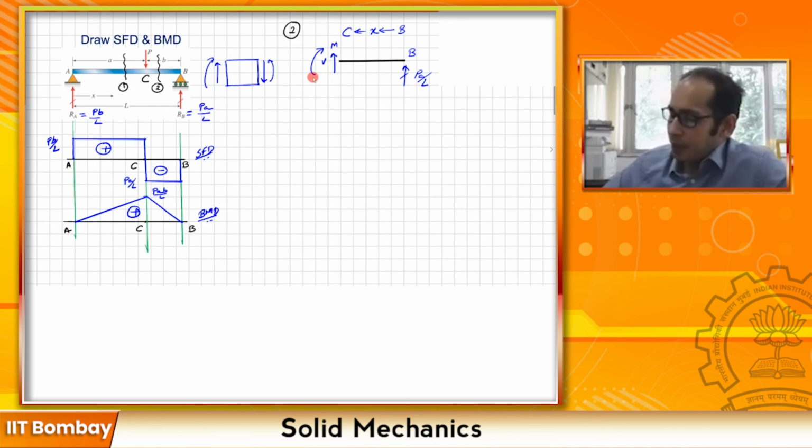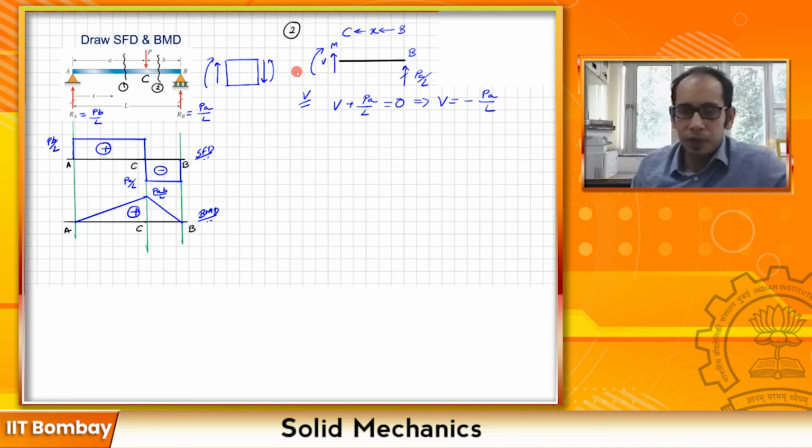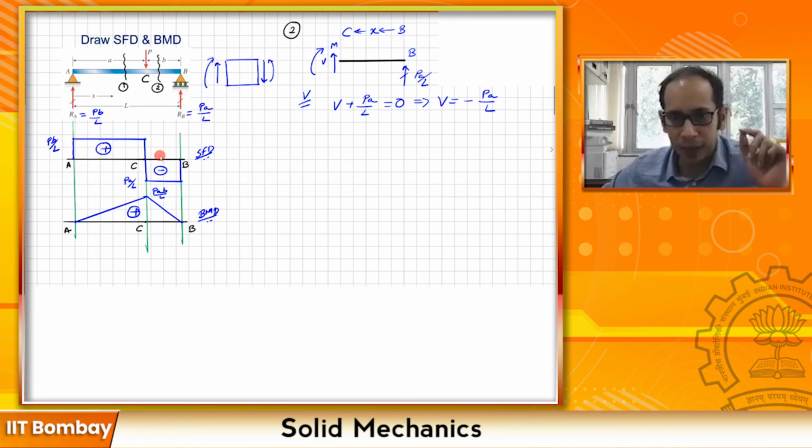So here, if you again write out the expressions for the V and the M, what do we get? For V, I get V plus PA by L equals 0, which gives me V as minus PA by L. Does it check out with what we had done before? Yes, it does. You take a look here. When x is from B to C, the value of V was minus PA divided by L. So it did not matter whether you took this section from the left to the right or you went from right to the left, you must end up with the same quantity. So you are getting the same quantity over here.